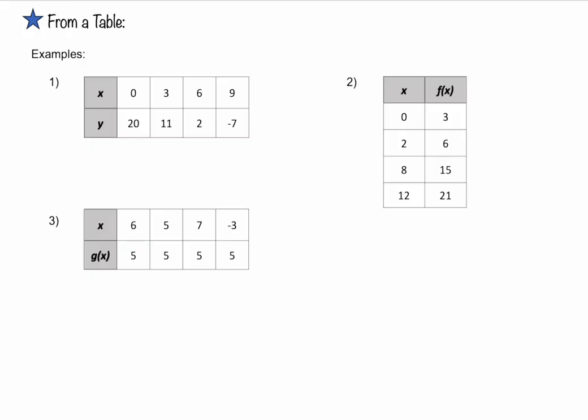As I look at this table, my x's are on top, so I want to notice my change in x's. I start at one number, I go to the next number. This is a change in x, so my delta x would be adding 3. From 0 to 3 is adding 3. From 3 to 6 is also adding 3. From 6 to 9 is also adding 3.